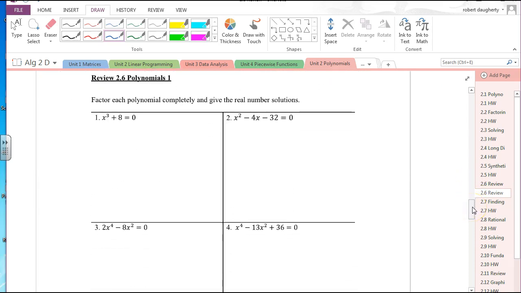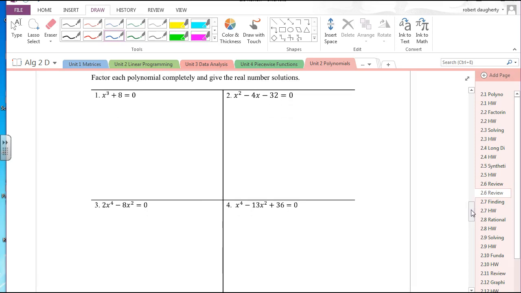Problem number 7, you are factoring polynomials and giving the real number solution. So factor completely and give the real number solutions to this particular problem. So let's look at the first one. X cubed plus 8 is equal to 0. To factor this completely, this is the sum of cubes. So a cubed plus b cubed is a plus b, and then a squared minus ab plus b squared.